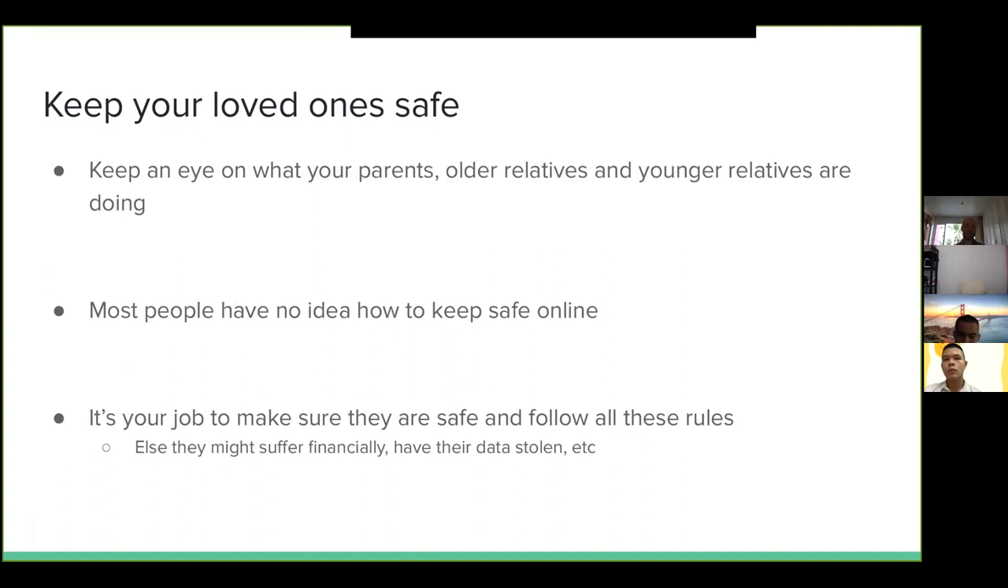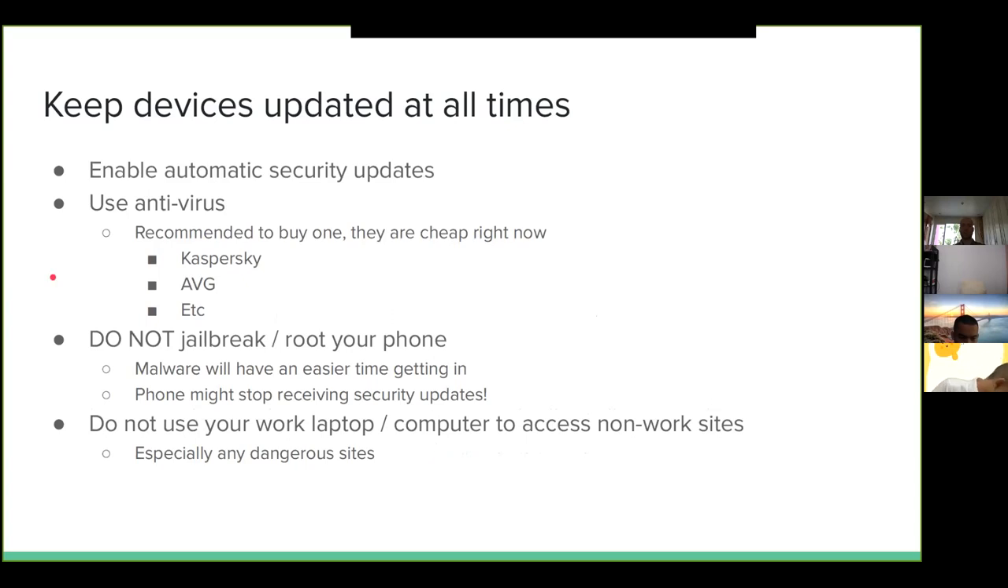And finally, as we discussed, keep an eye on what your parents, older relatives, and younger relatives are doing. Most people have no idea how to keep safe online, and it's your job to make sure older parents and younger brothers are safe. So teach them these rules. Enable automatic updates. Use antivirus. Do not let them go to dangerous sites.